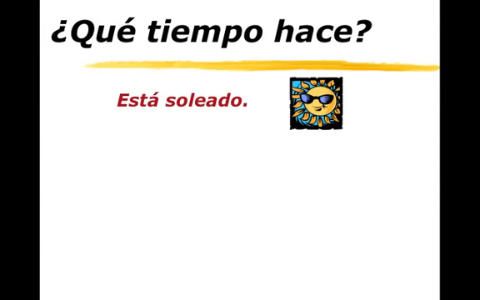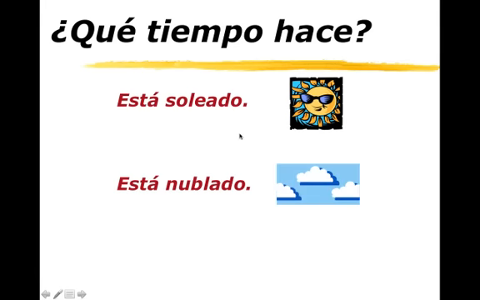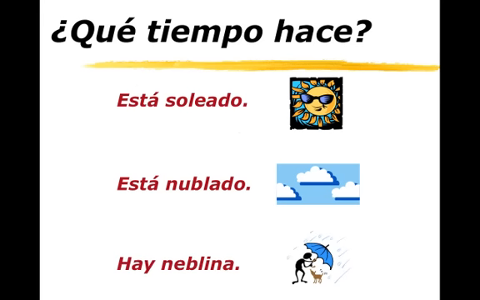Here are a couple different ways. This time we're not going to use the word hace. We're going to use está, which means to be. So instead of saying the weather is making sun or the weather is doing nice or making nice weather, we're going to just say it is sunny. Está soleado. Or it is cloudy. Está nublado.